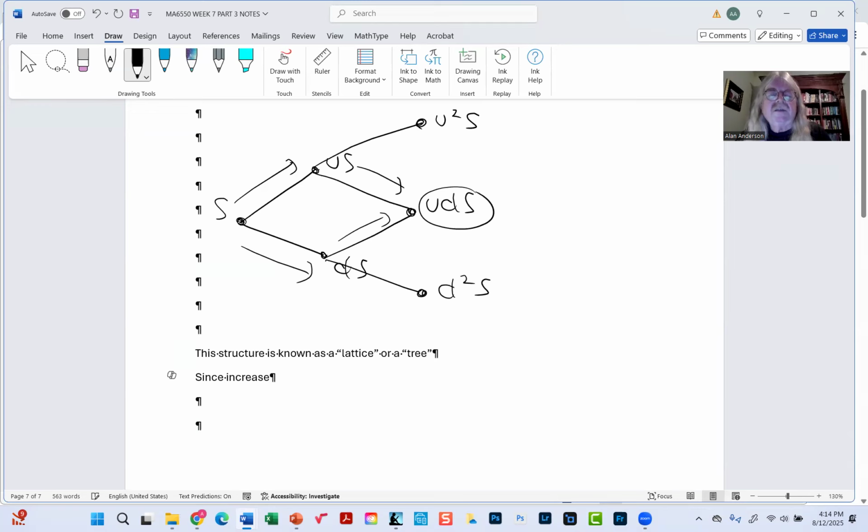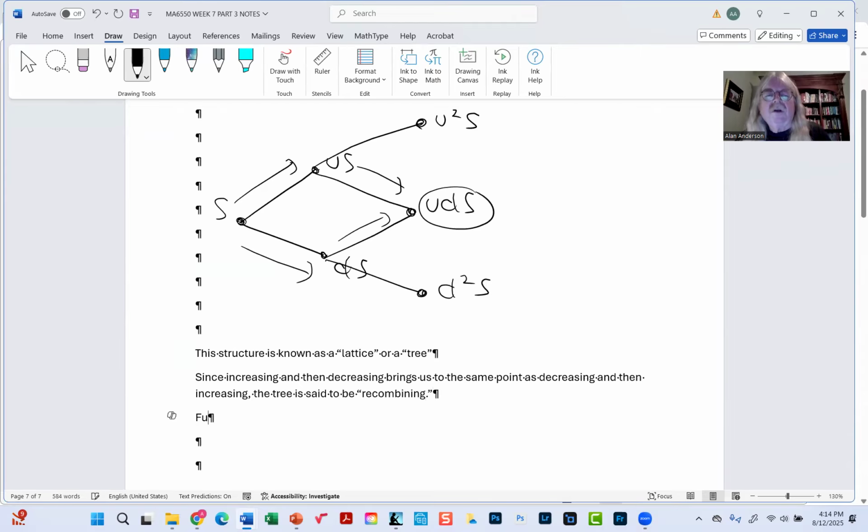Increasing and then decreasing brings us to the same point as increasing and increasing. The tree is said to be recombined. And furthermore, UDS is the same as S. That means we're right back where we started from. It didn't have to work out this way.